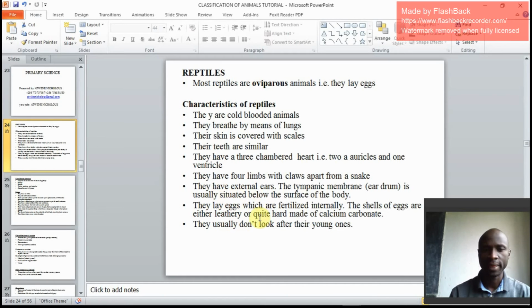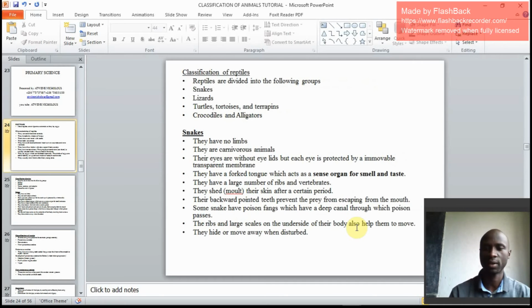They lay eggs which are fertilized internally. Their fertilization is internal, meaning reptiles are similar to mammals and birds in terms of reproduction. The shells of eggs are either leathery or quite hard, made of calcium carbonate. They usually don't look after their young ones. When they produce young ones, the young ones will have to strive and care for themselves.